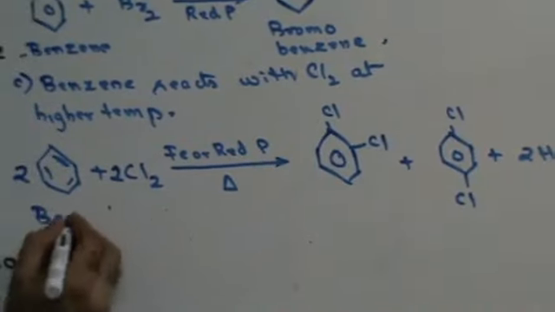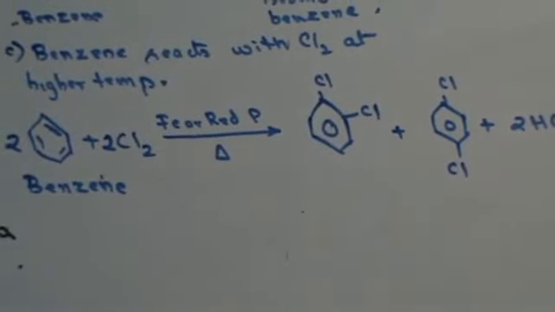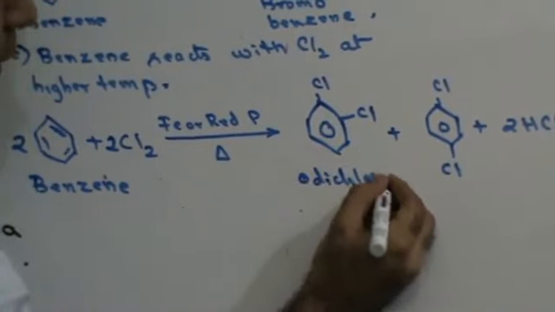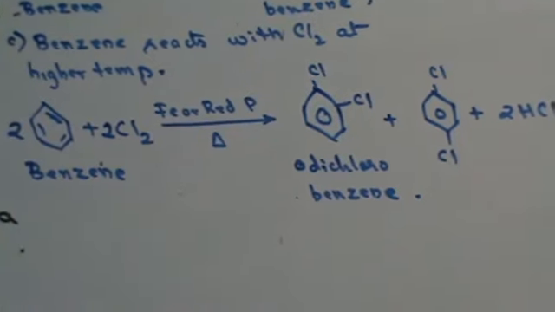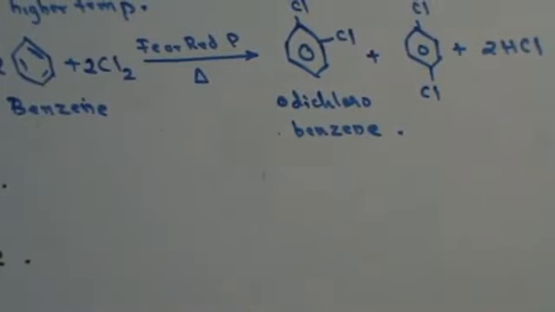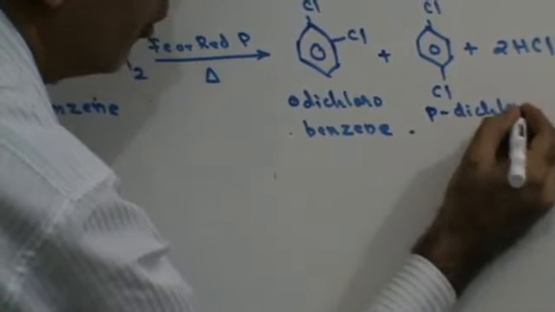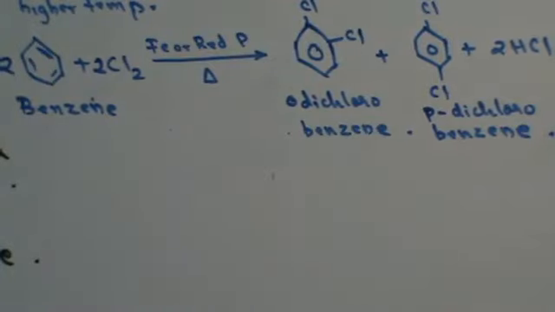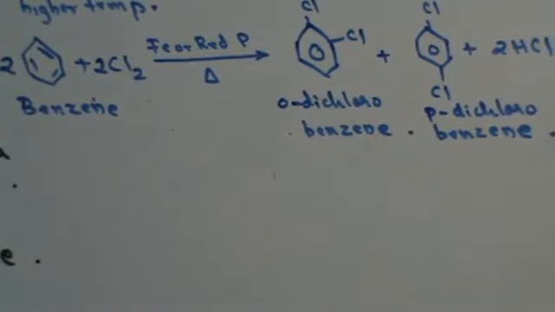This is benzene. You have chlorine on the second position, so this is going to be O, 2 chlorine atoms, therefore dichlorobenzene. Ortho is also written as O, right? Next, the next one you have on the fourth position, so this is going to be P dichlorobenzene. So at higher temperature you will get O dichlorobenzene, P dichlorobenzene and hydrochloric acid.